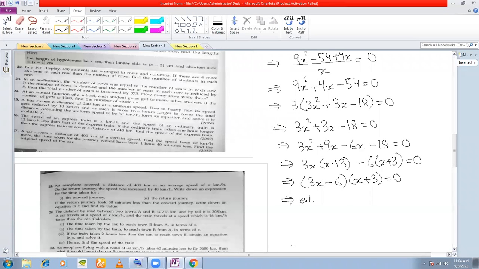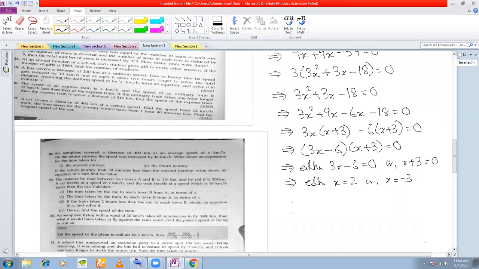You get either 3x minus 6 is equal to 0 or x plus 3 is equal to 0. Means you get either x is equal to 2 or x is equal to minus 3. Since x cannot be negative, therefore x is equal to minus 3 is not acceptable.